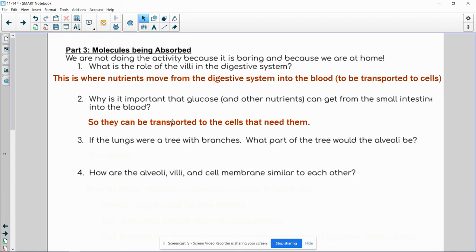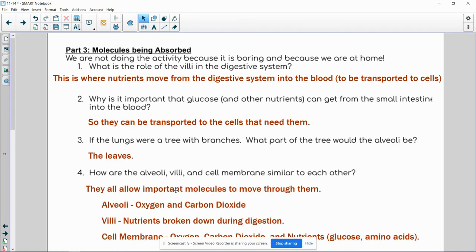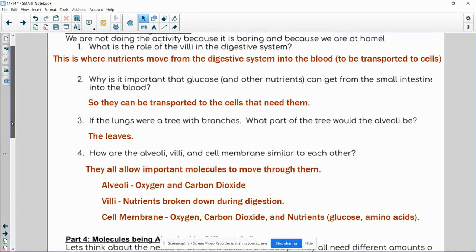If the lungs were a tree, which part would the alveoli be? And we said in our notes it would be like the leaves. It's the last part of the branching. And how are the alveoli, villi, and cell membranes similar to each other? They all allow things to move through them.